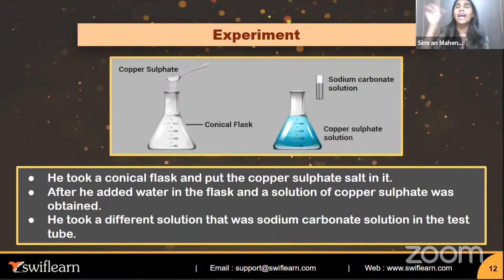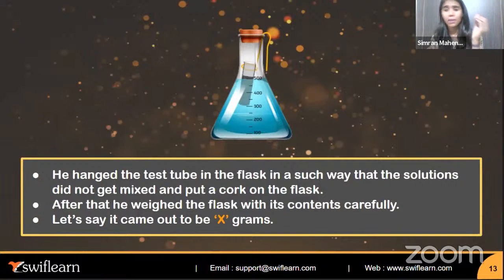And then another test tube. Anthony L. Lavoisier took another test tube of sodium carbonate, that is Na2CO3. Sodium carbonate, Na2CO3. Now, he has prepared sodium carbonate, and he has prepared copper sulfate in a conical flask.